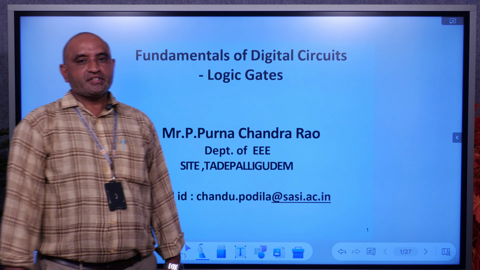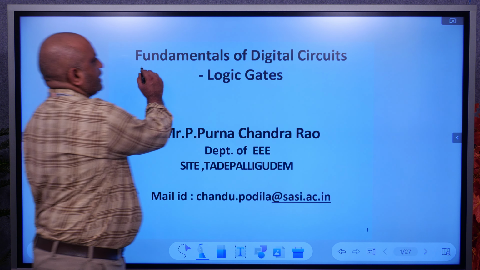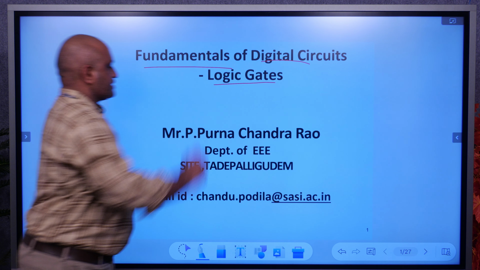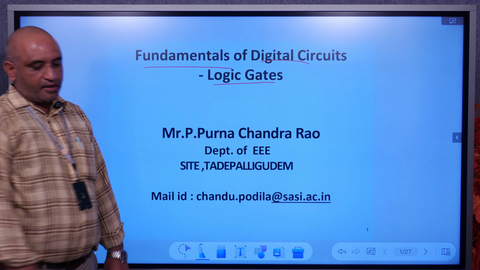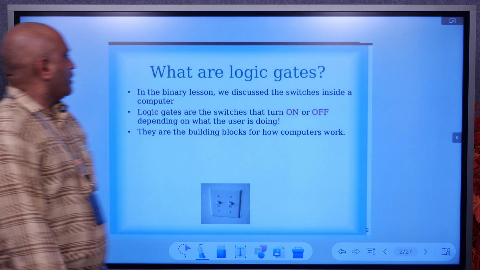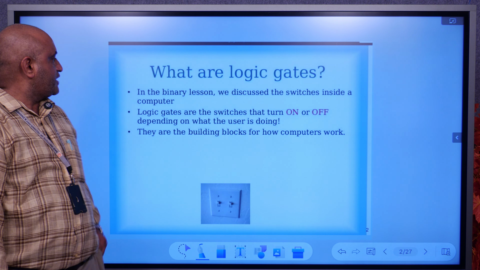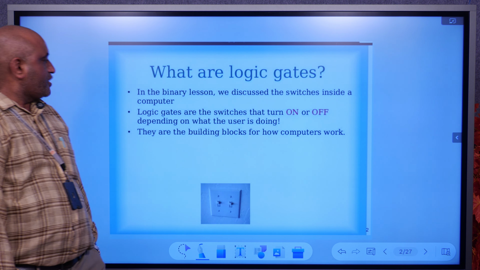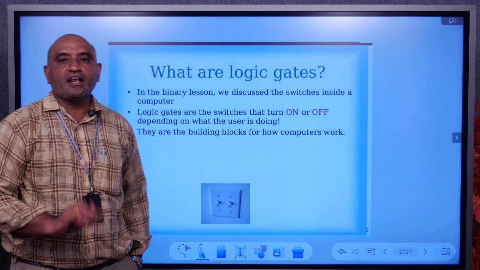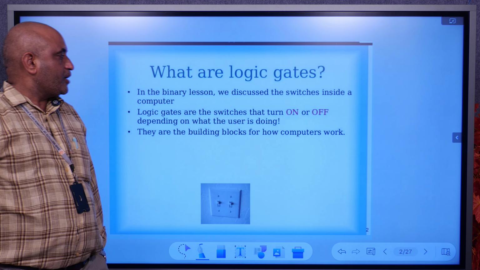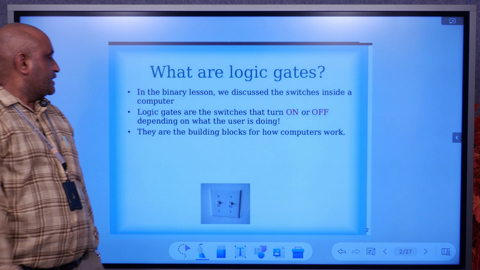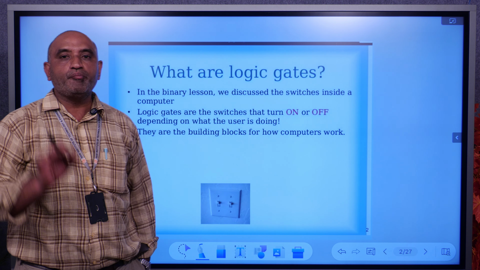Today I am going to discuss the fundamentals of digital circuits and logic gates. What are logic gates? In the binary lesson, we discussed switches inside the computer. Logic gates are switches that turn on and off depending upon what the user is doing. They are the building blocks of how a computer works.